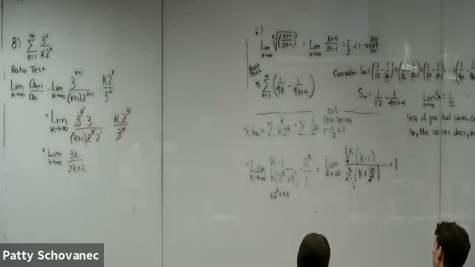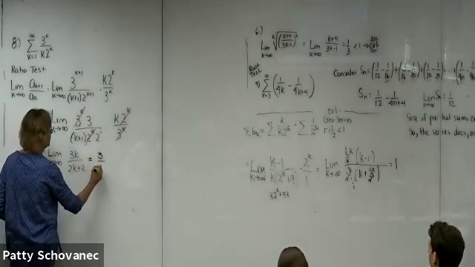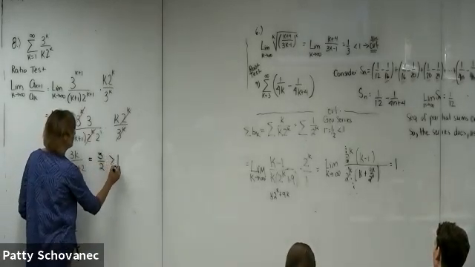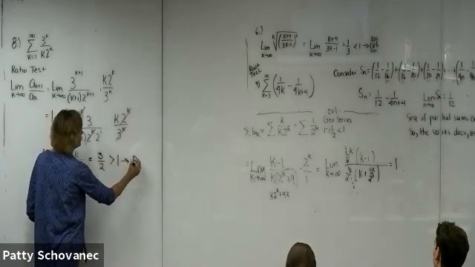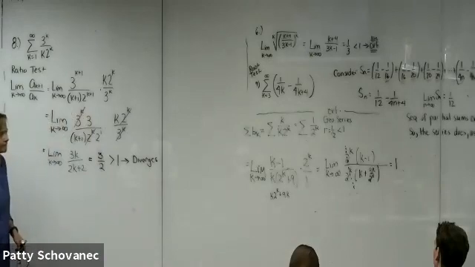When we take the limit of something that is the same power on top as on bottom, we just get the ratio of the coefficients. And it's the size of the limit that tells us what's happening. Bigger than 1, so the ratio test says this thing diverges. Okay?